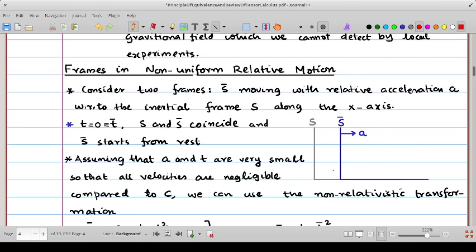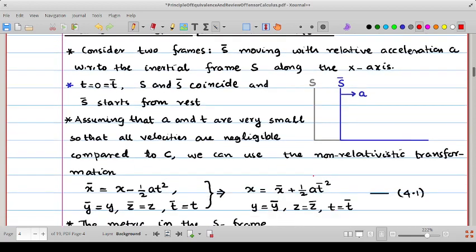And we also assume that at time t equal to 0 and t bar equal to 0, where t bar is the time measured in the frame of reference S bar, and t is the time measured in the frame of reference S, the two frames of reference coincide, and that the S bar frame starts from rest at t bar equal to 0.